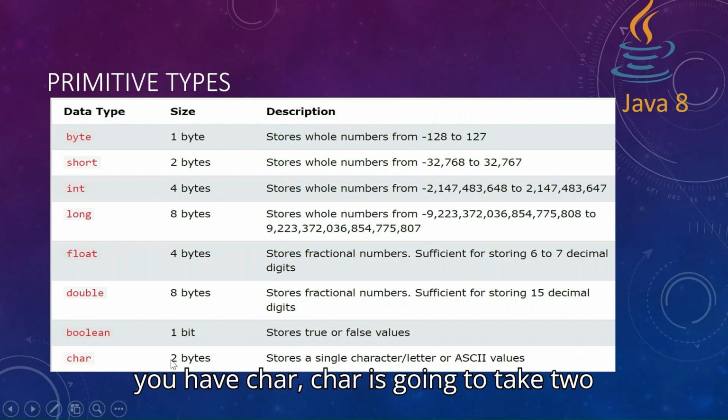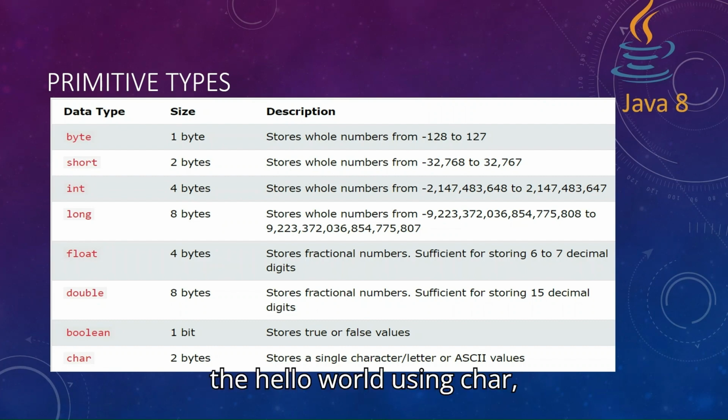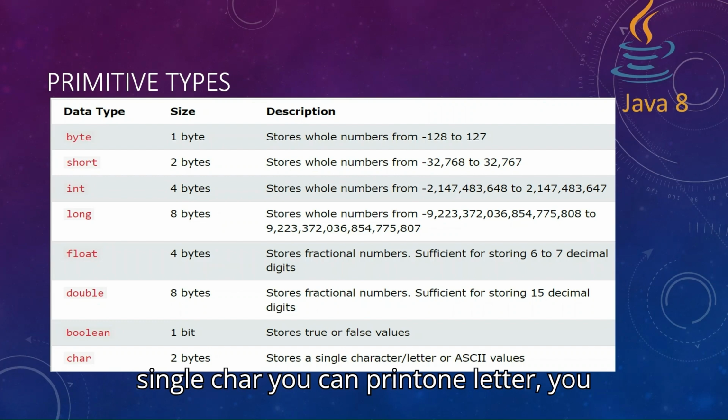And you have char, which takes two bytes. It can store a single character. You can print hello world using an array of char, but not with a single char. With a single char you can print one letter. You cannot print multiple letters with the char primitive.